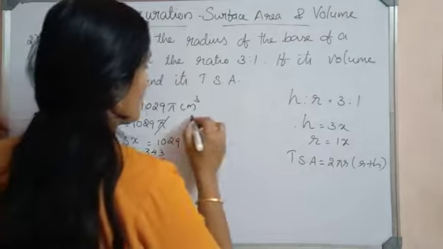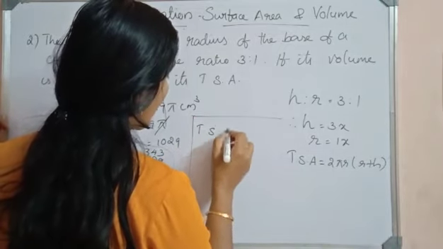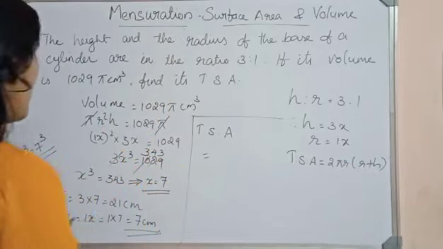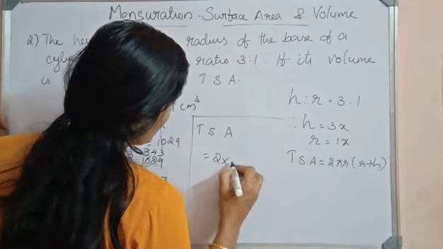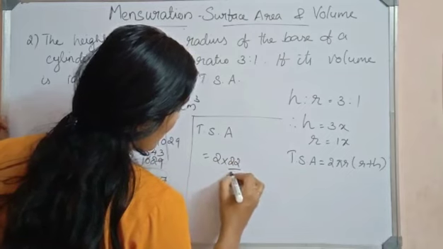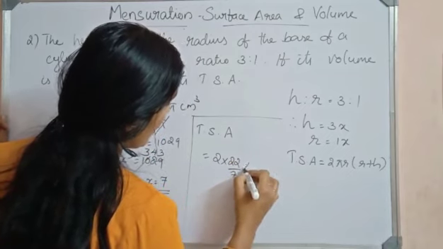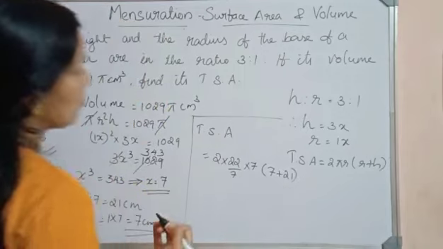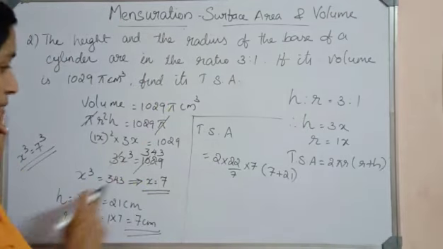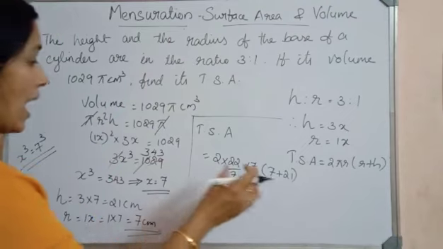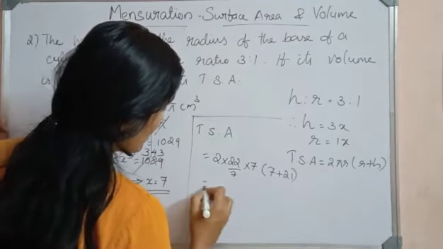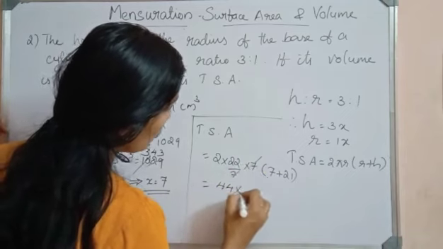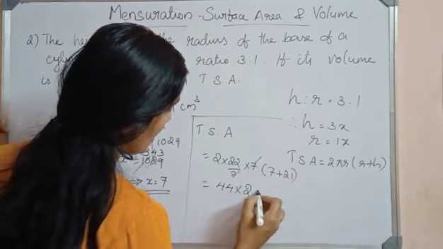Now the total surface area. Total surface area is equal to 2 pi r into r plus h. 2 into the value of pi is 22 by 7 into the radius is 7 into 7 plus 21. We are substituting the values of the radius as well as the height in this formula. So this is equal to, cancel 7, 7, 22 into 2 is 44 into 7 plus 21 is 28.